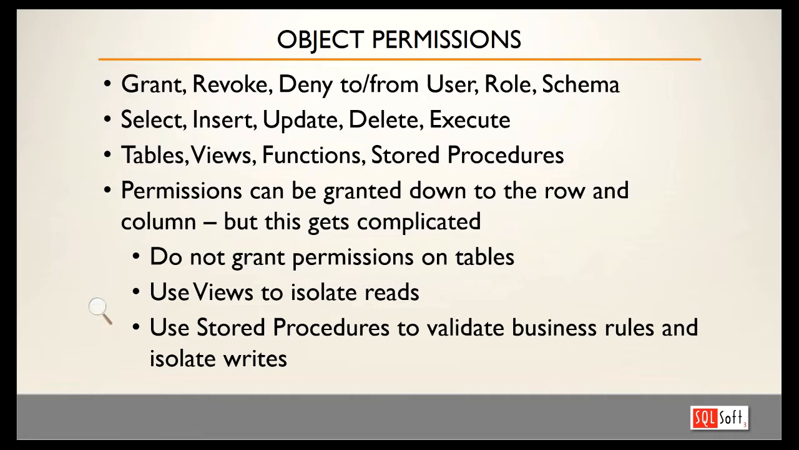You can isolate reads by using views. Views can use search criteria to isolate the number of rows they get back and specify which columns they're getting back, so you can get a subset of the data in one or more tables by using a view, and then grant permission on the view, but don't grant permission on the table. And as long as the view and the table are owned by the same schema, the permission is implied. Permission to do what the view does is implied. The user does not need permission on the table as long as the view and the table are owned by the same schema. And then use stored procedures to validate your business rules.